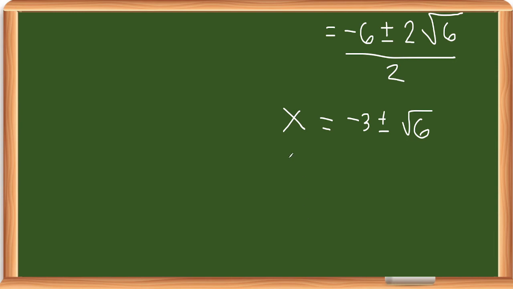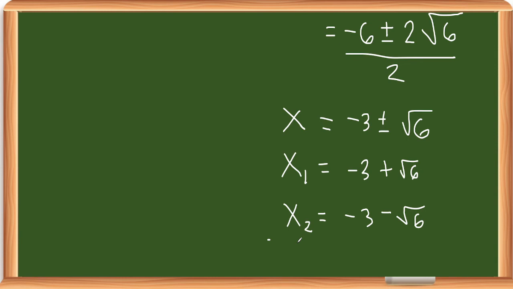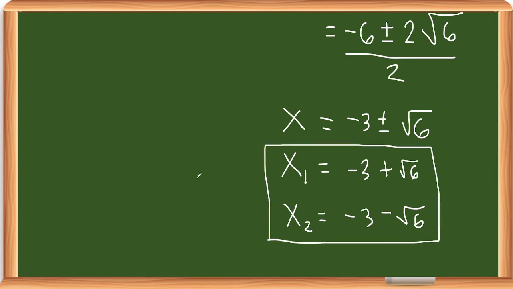So, we have two solutions here also. Your x sub 1 is when the square root of 6 is positive. So, we have negative 3 plus square root of 6. No? Your x sub 2, the other solution, would be negative 3 minus square root of 6. Okay, so we have two solutions here also. Two solutions.